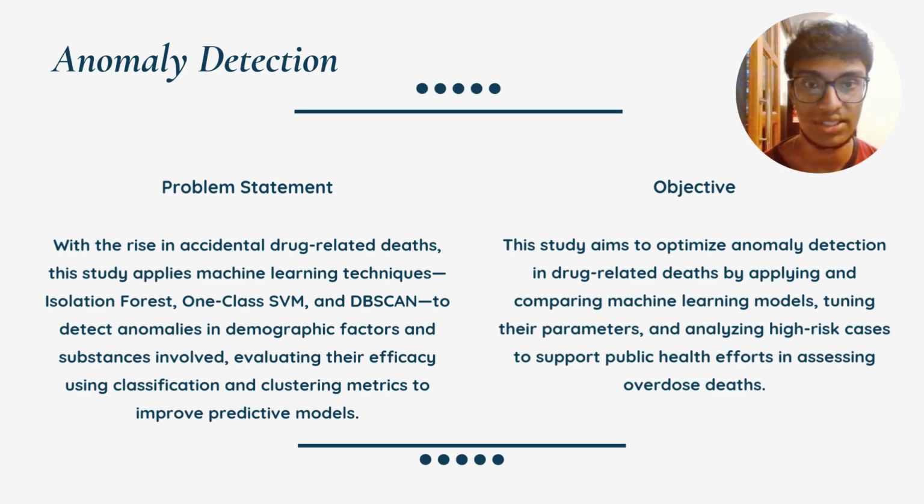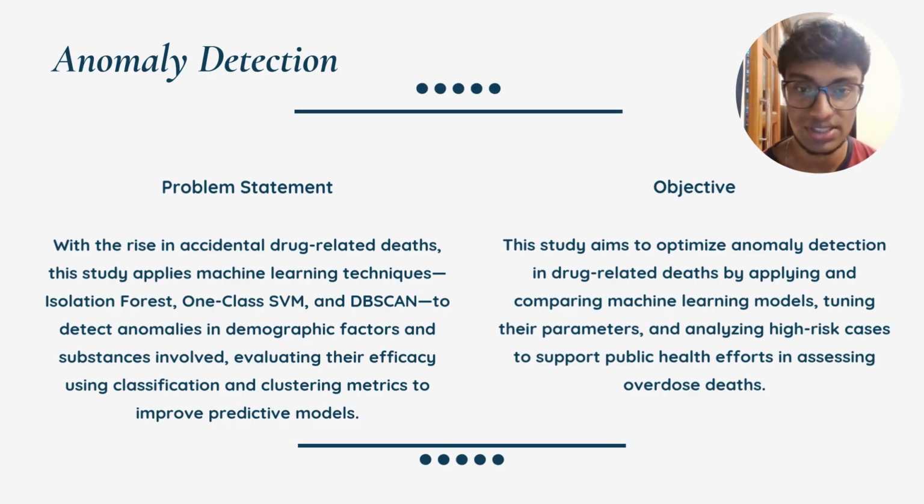This study applies machine learning techniques, including isolation forests, one-class SVM, and DBSCAN, to detect unusual patterns in demographic factors such as age, sex, race, and ethnicity, as well as substances like heroin, fentanyl, and cocaine. By evaluating the performance of these models using classification metrics such as accuracy, precision, recall, and F1 score, along with clustering validation measures like Silhouette score, Davies-Bouldin index, and Calinski-Harabasz index, this research aims to improve predictive models for identifying high-risk cases.